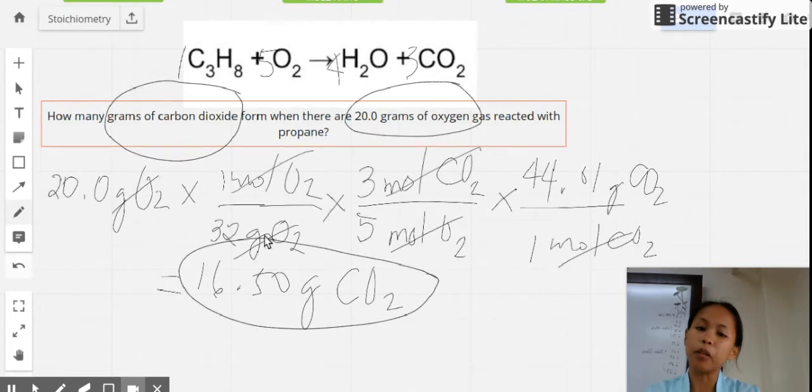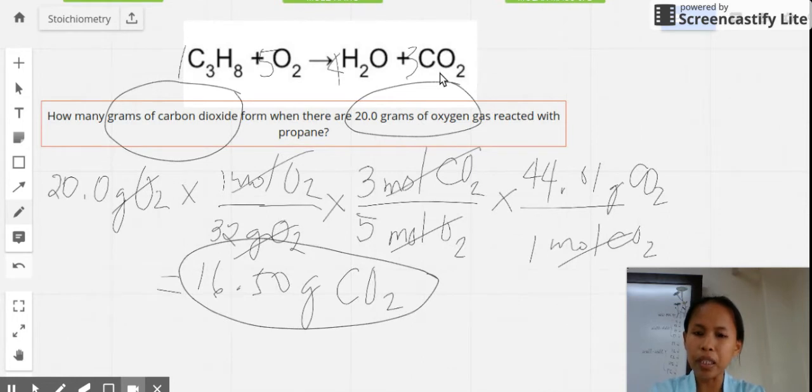Remember that when we talk about molar mass, it's always the mass in grams of that particular substance in every mole of it. So it's always partnered with 1 mole. The next step after the molar mass of O2 is the mole ratio between your O2 and the one you're looking for, which is CO2. The mole ratio based on the balanced chemical equation is 5 and 3: 5 for O2 and 3 for CO2.